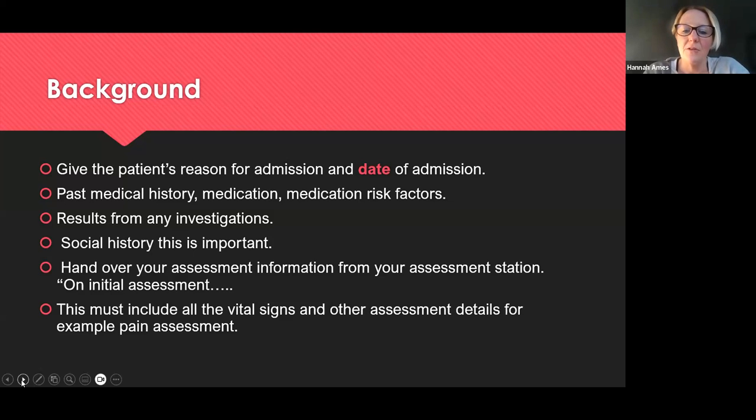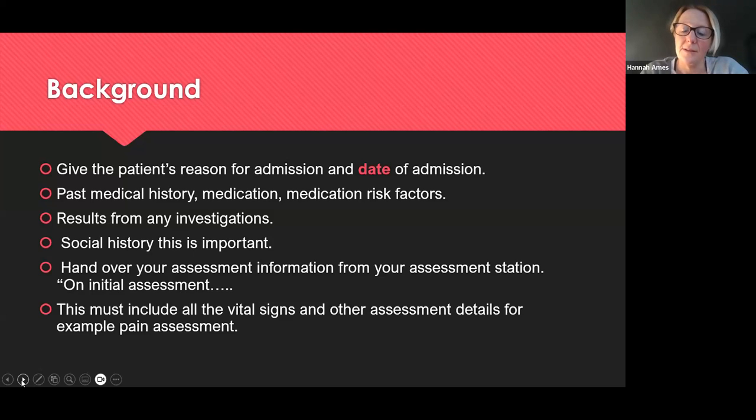And then you go on to hand over your assessment information, okay? And what you need to do first is hand over the assessment observations that you took and recorded in your assessment station first. So you would say on initial assessment or on my first assessment, and you need to hand over each vital sign. So the respiratory rate was 20, oxygen saturations were 98, and you need to say every vital sign. If you did any other assessments in that assessment station, you need to hand those over. So for example, pain score 6 out of 10, or if you had a scenario where there was a MUST to calculate, you'd hand over the MUST score as well.